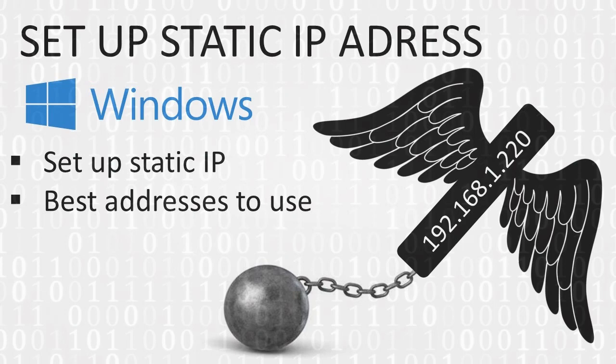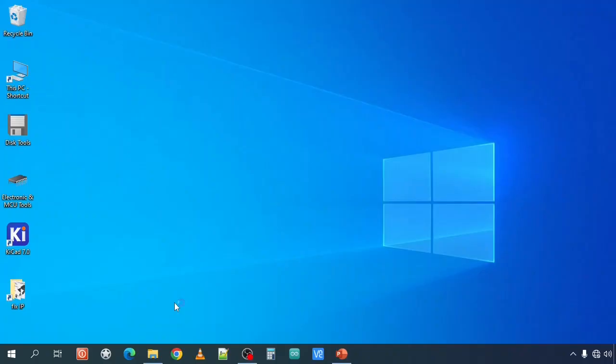In this video, I will show you how to set up a static IP address on a Windows PC. A static IP address is very useful for IoT or home automation projects where you will need to have a fixed IP address for your server. Let me show you how to set it up.